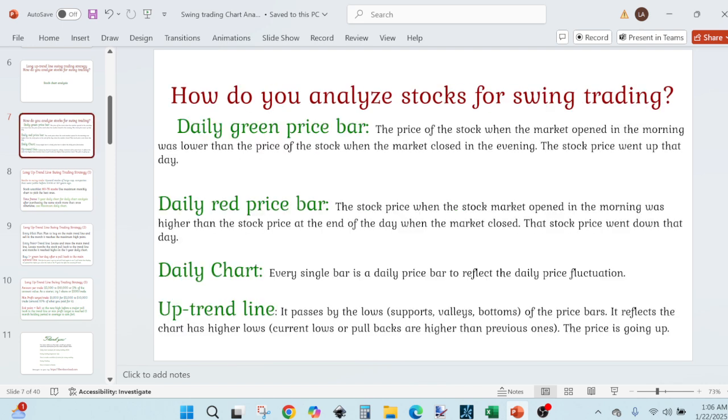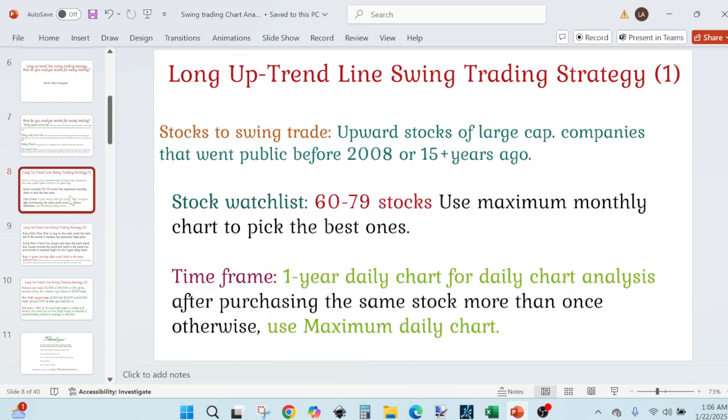A green price bar just means the price in the evening was higher than the price in the morning, and a red price bar just means the evening price was lower than the morning price. And you swing trade on a daily chart. You use up to the line as a support line, and you buy at those support lines, which are the valleys passing by the bottom of the mountain.